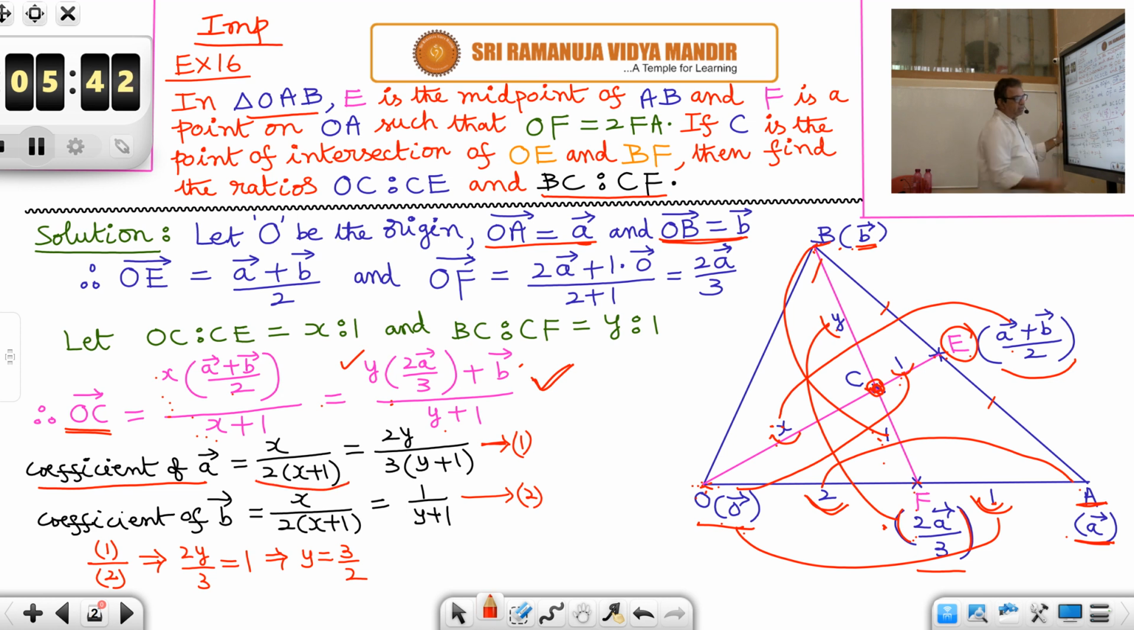Here, on the right side, what is the coefficient of a bar? 2y by 3 into y plus 1. So let us call this equation number 1. Next, to equate the coefficient of b bar.